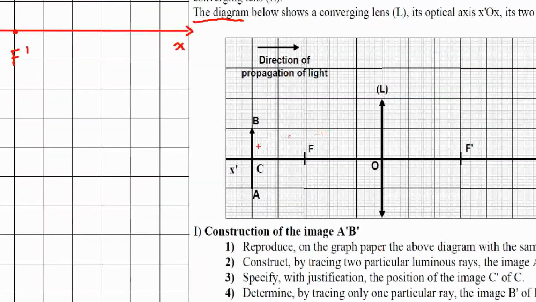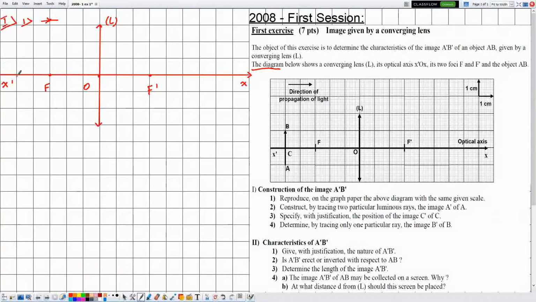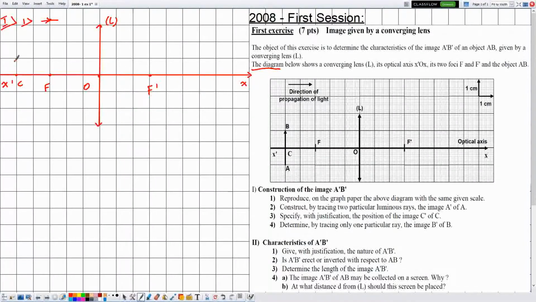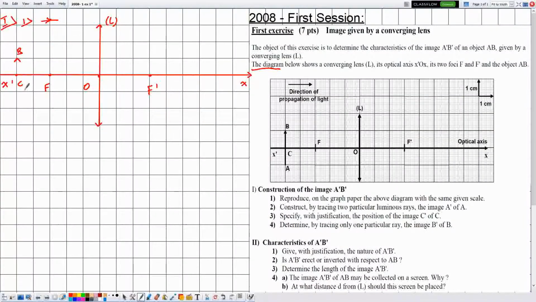Now the point C is located 5 divisions in front of the lens. This is the point C. The point B is located 1 division above A, and a hat is found on B. Now the point A is located 1 division below the lens. This is the point A. Now let's trace the object.